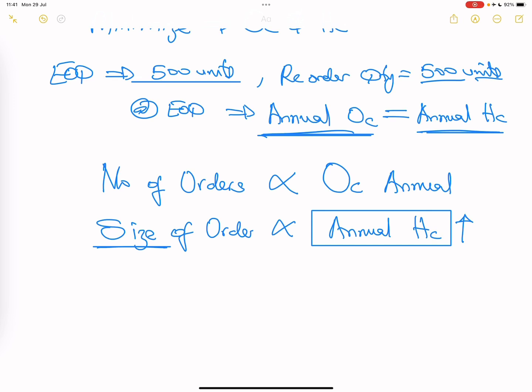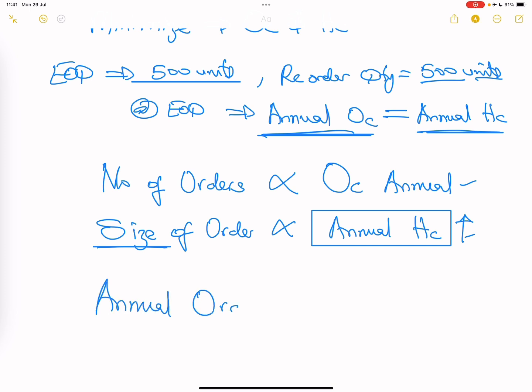How do you calculate annual holding cost and annual ordering cost? These two of them. We need to know how to calculate each of that. Looks very straightforward, but let's not take it for granted. I'm going to break it down for you.